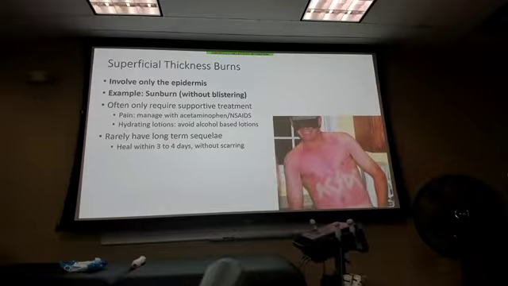But sunburn, don't be this guy. Don't be that guy, right? So hydrating lotions, bandaging your pain with ibuprofen, NSAIDs, that kind of thing, okay?